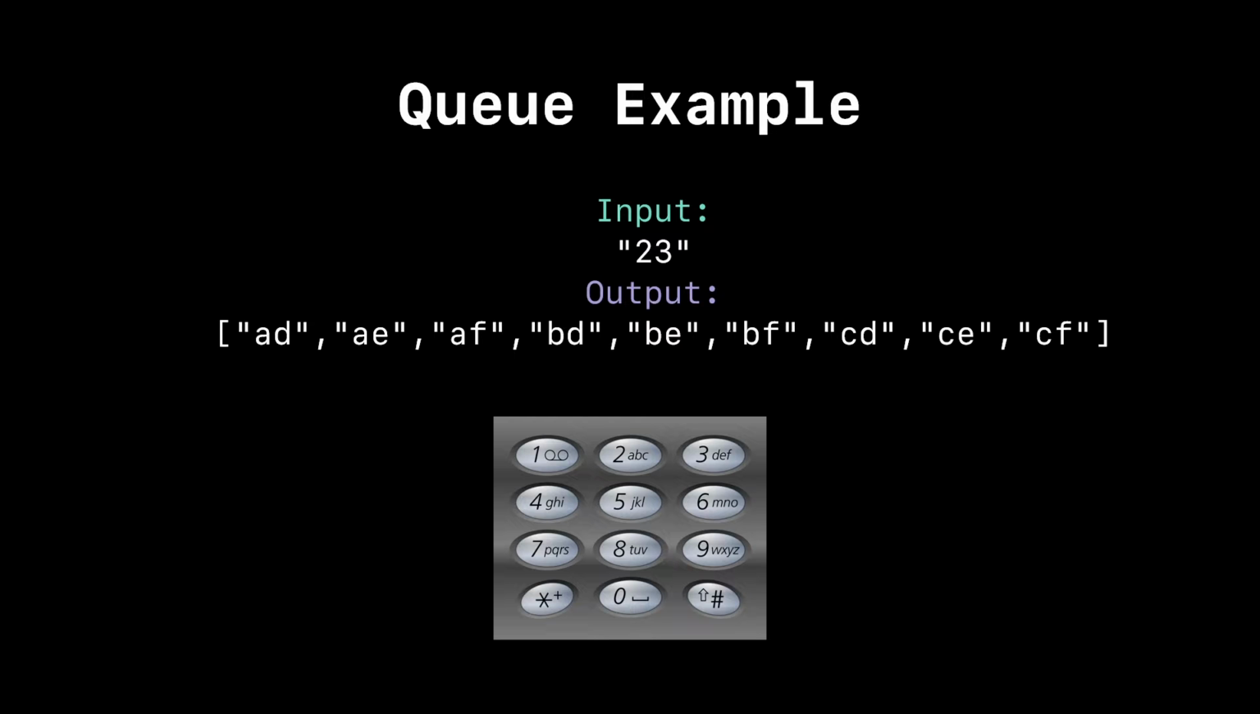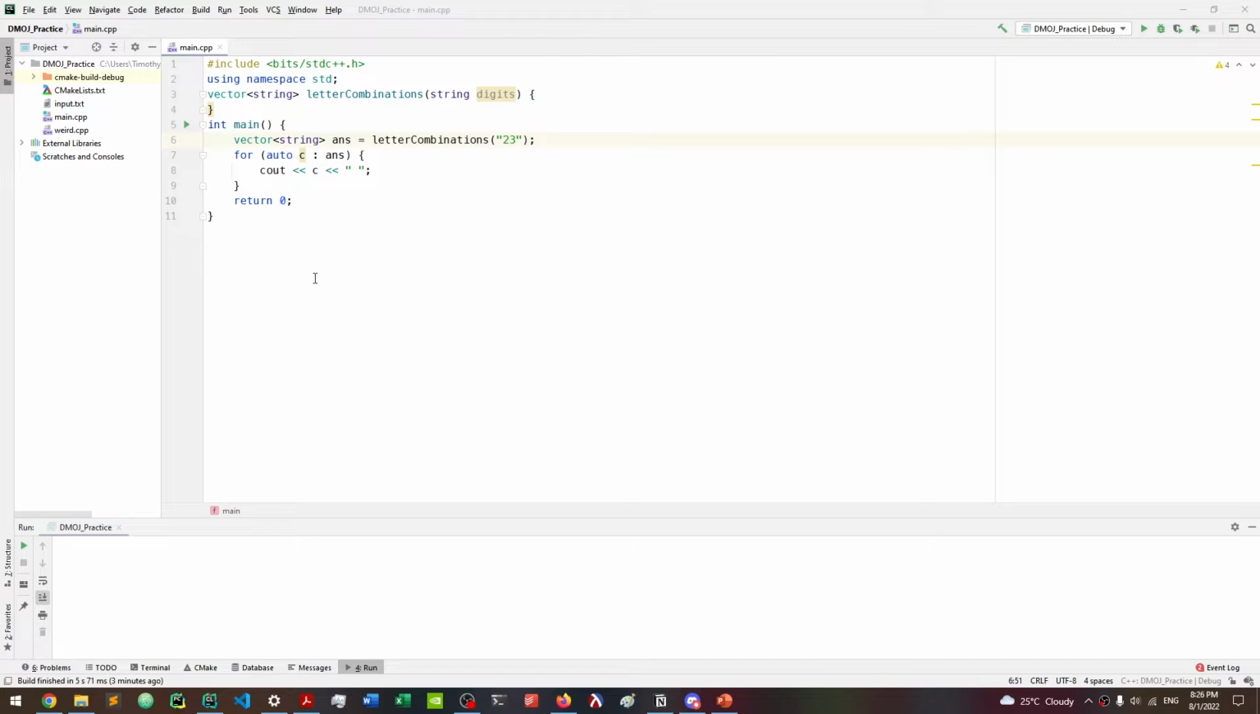And why is this the case? Well, 2 could represent either A, B, or C, and 3 could either represent D, E, or F. Okay, so the idea, and we'll explain it in a bit, is going to be coded up soon. So let's talk about the code.